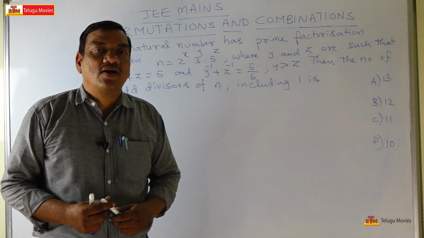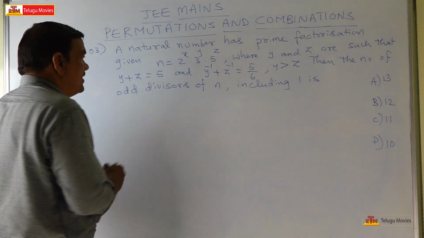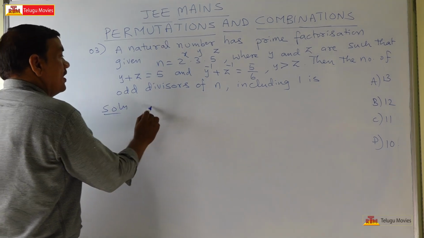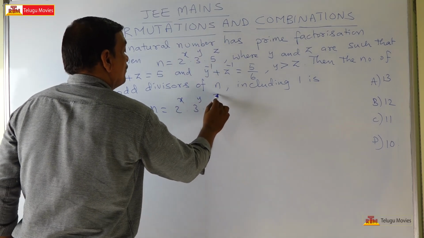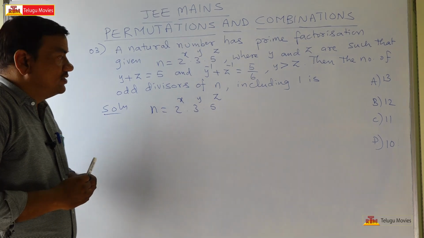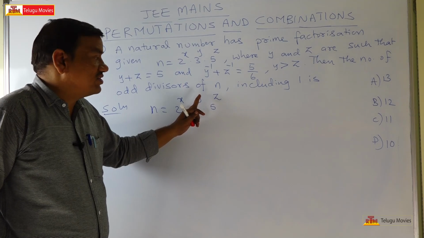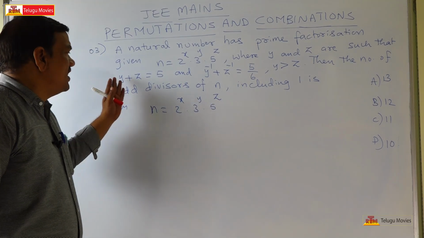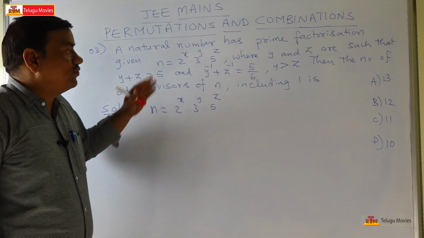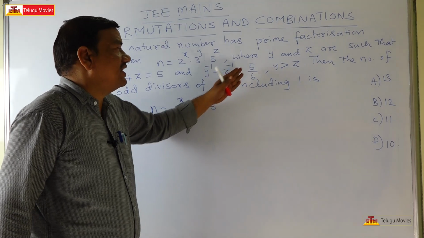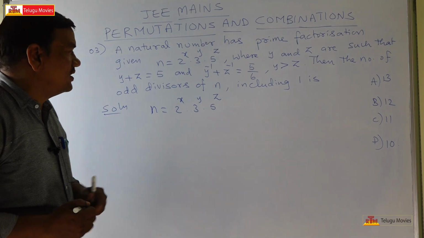So dear students, welcome to our main solution. So here n is equal to 2 power x into 3 power y into 5 power z. It did not give any information regarding x, only the information regarding y and z. So here clearly y plus z is equal to 5, and y inverse plus z inverse is equal to 5 by 6. So let us solve for the y and z values.